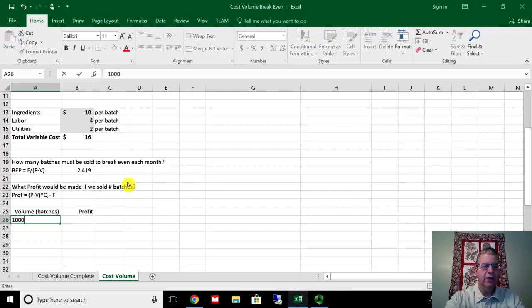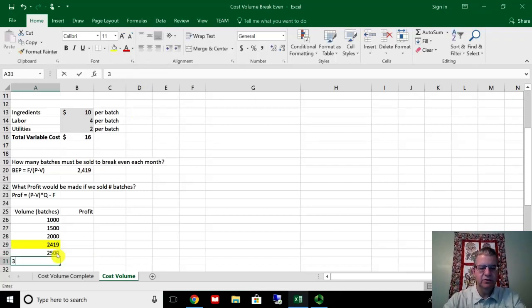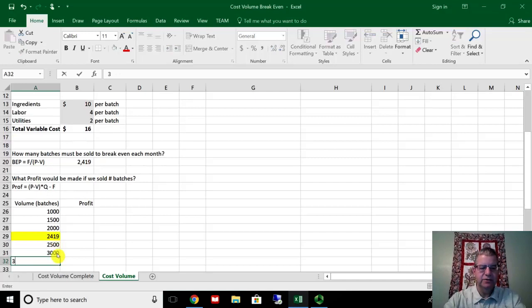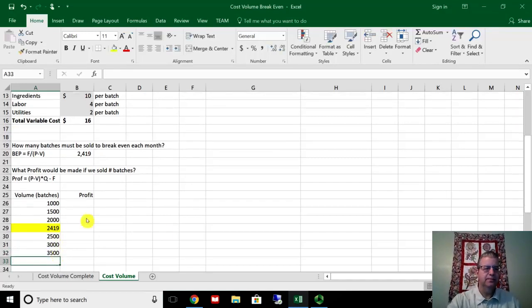So I'm going to start off with 1,000. I want to see what happens if we make 1,000 batches. Maybe if we make 1,500, 2,000. Normally I would put 2,500 here, but I just want to see if the calculation above is correct. If I make 2,419 batches, I would expect this profit to be 0. So I'm going to highlight that to tell me that's a special number. Then I'm going to just keep on. What if business gets good? What if we sell 3,000 batches or 3,500 batches?